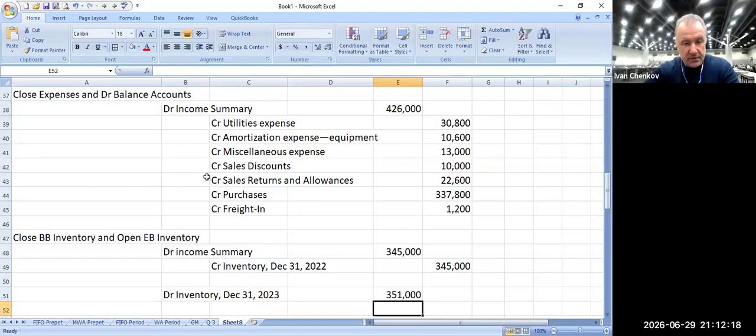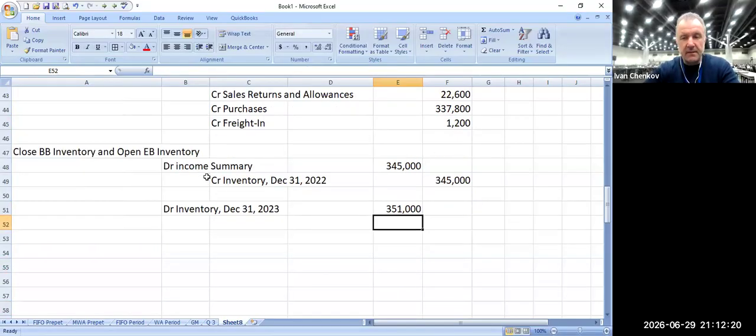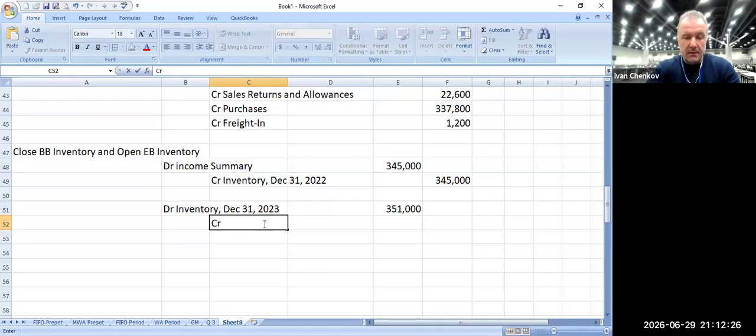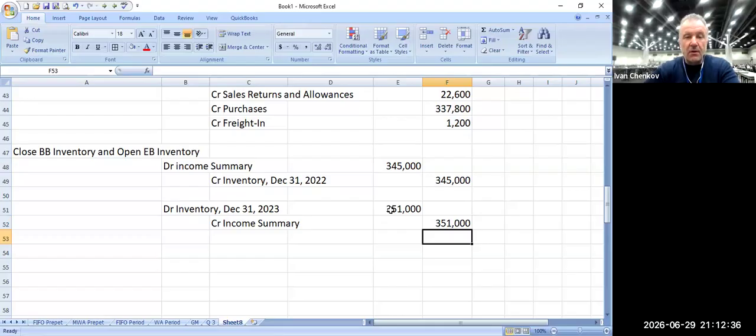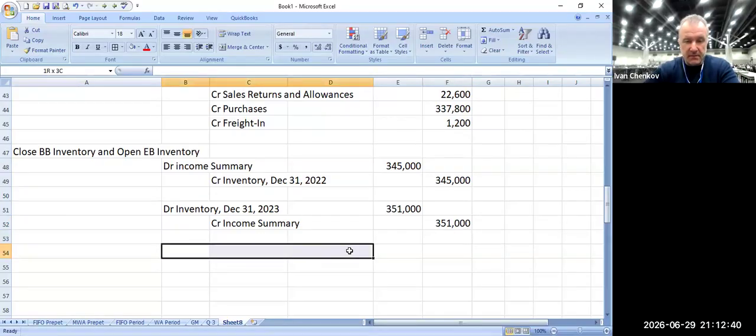Again, this is a worksheet. Don't get mistaken, this is not a trial balance. This is just a worksheet that we're working. Income summary with the same amount, 351. Once we have those, we can now open the income summary and see what's happening with the income summary account.